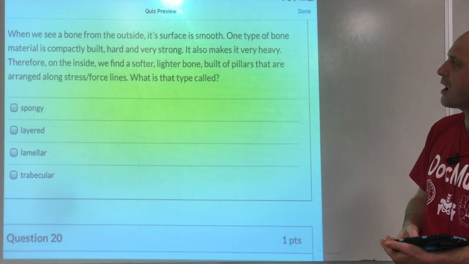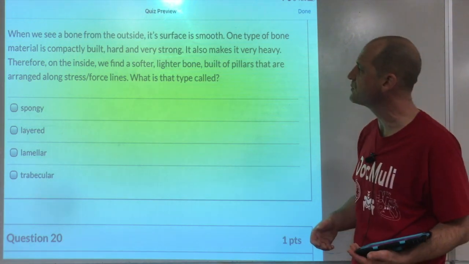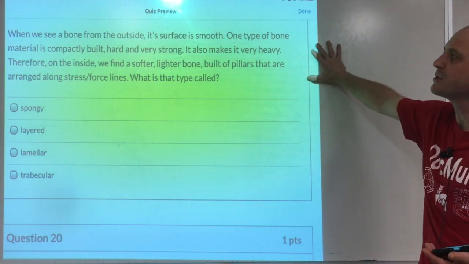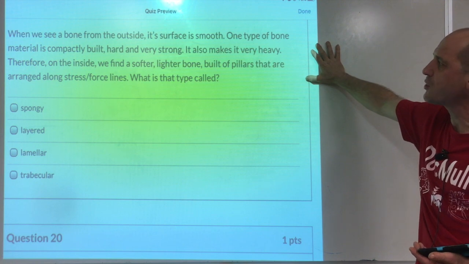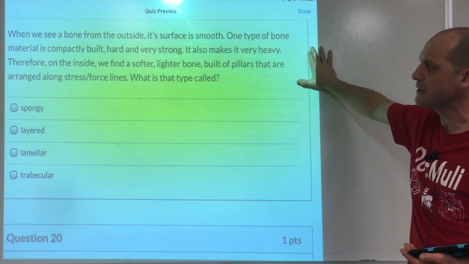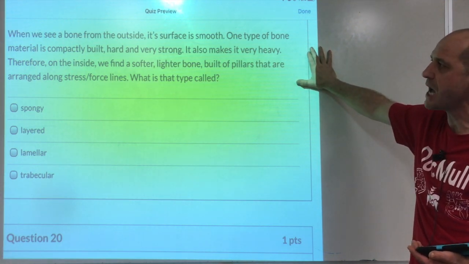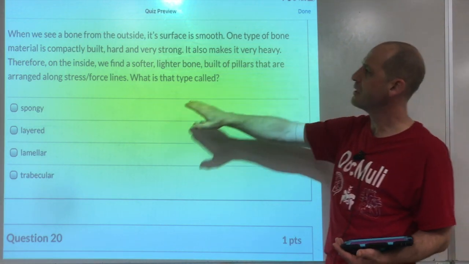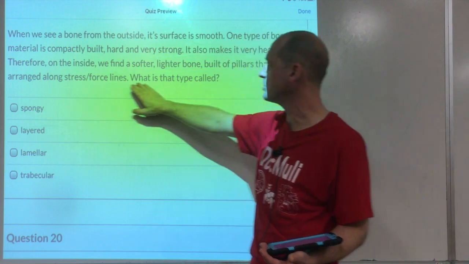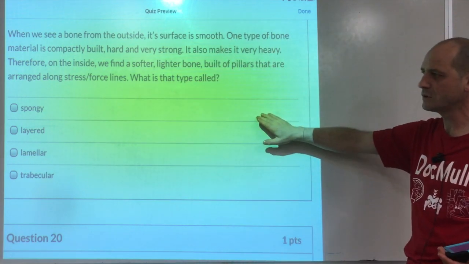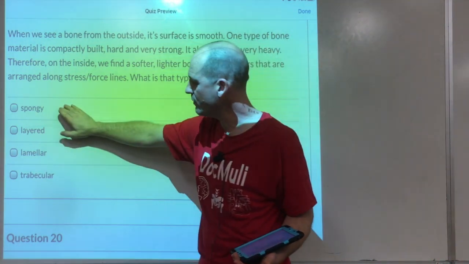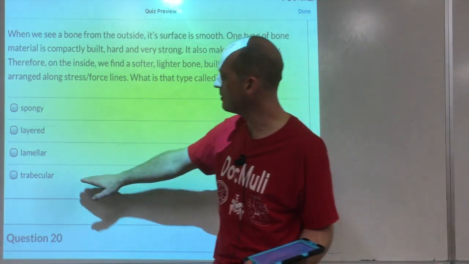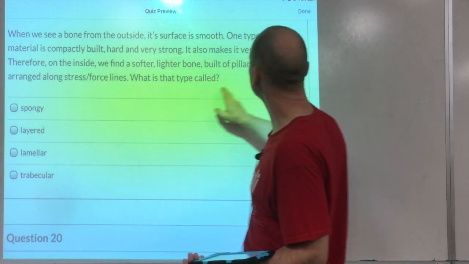When we see a bone from the outside, its surface is smooth. One type of bone material is compactly built, hard and very strong. It also makes it very heavy. Therefore, on the inside, we find a softer, lighter bone built of pillars that arrange along stress lines and forces. What is that type called? Spongy bone. What's another word for it? Trabecular bone.